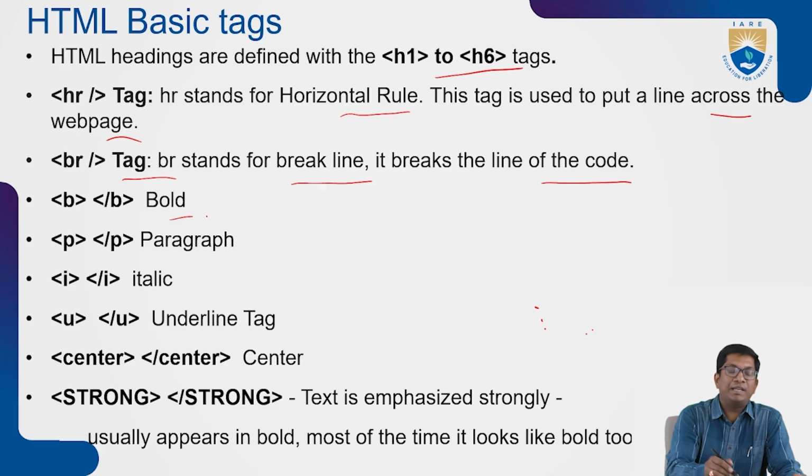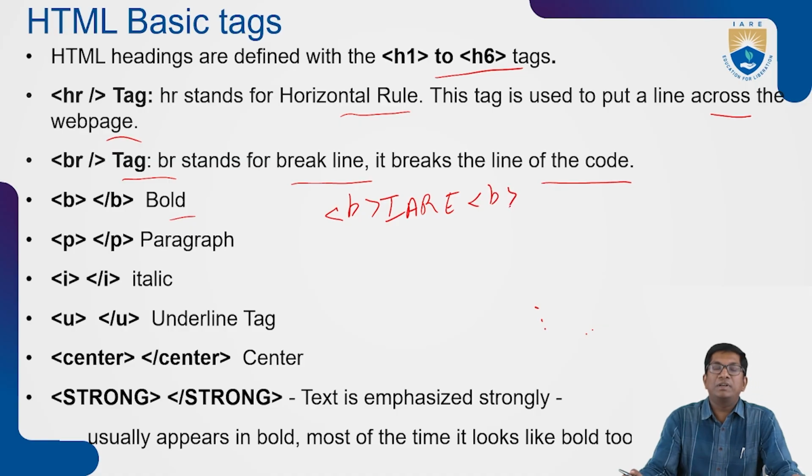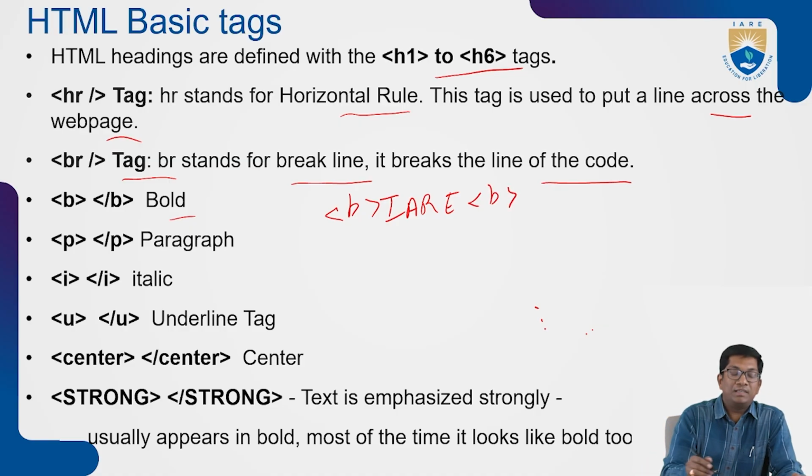Next we have the B tag, the bold tag. Whatever content you give between the B tag is displayed in bold letters. For example, IRE will display in bold. The text is displayed in bold letters. Next we have the P tag, for paragraphs. If you want to display the content paragraph-wise, then use the P tag.